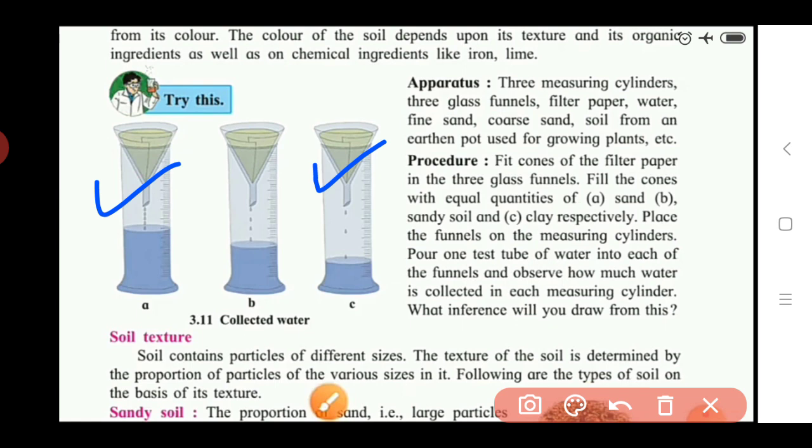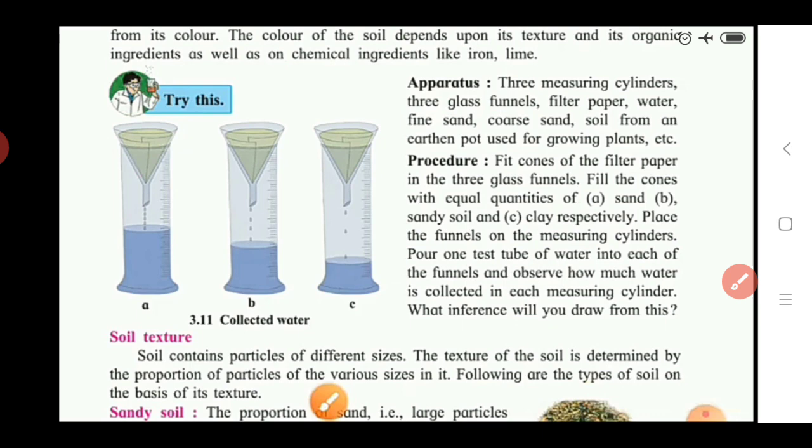So here we observe the two properties of water: the holding of the water, and second, the drainage of the water. Drainage of the water takes place easily through the fine sand particles as compared to the coarse sand particles and clay, and water holding capacity is more for the clay than the fine sand. So here we observe the two properties by this activity.